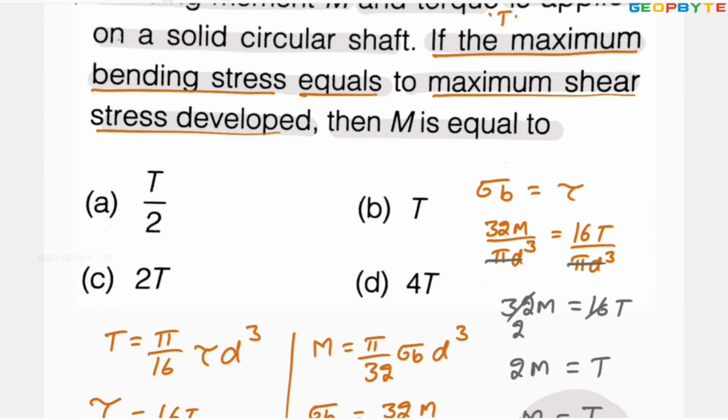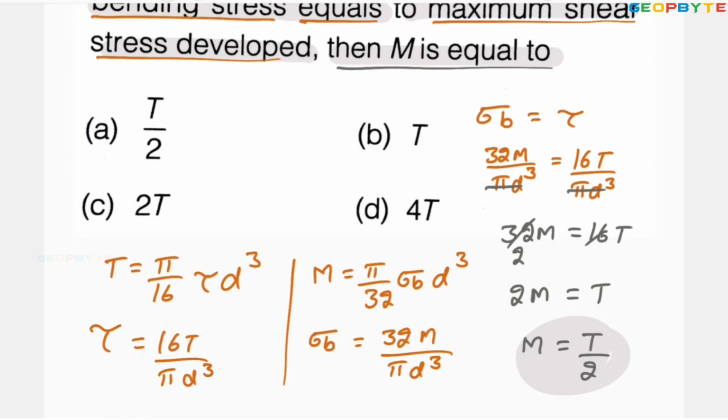Here you are asked to find M equal to what? M is equal to T by 2. Therefore, option A is absolutely correct. I hope you got my point. Let us take one more problem.